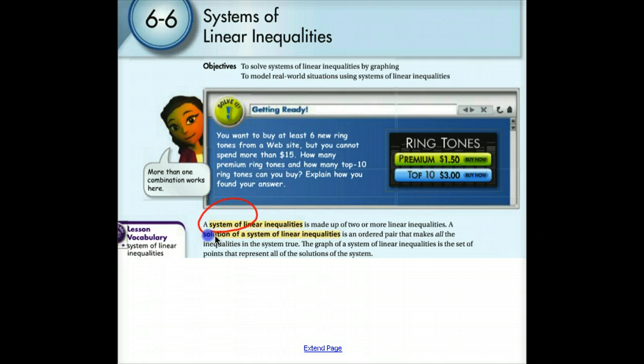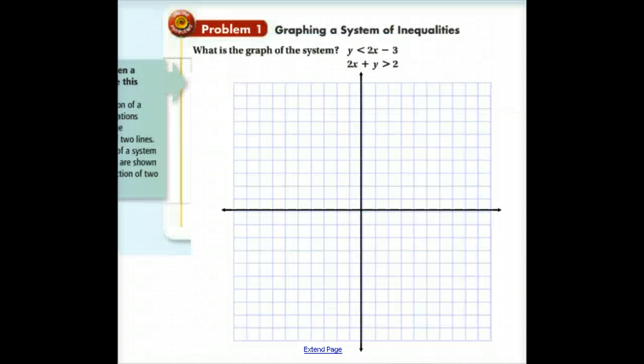In a system of linear inequalities, we have two or more linear inequalities. They both have their own shaded region. The solution to that system is wherever those shaded regions match. Let me show you how to do this. So, graphing a system of linear inequalities. I have two linear inequalities right here. We're going to graph them both, shade their regions, and find where those regions kind of intersect.